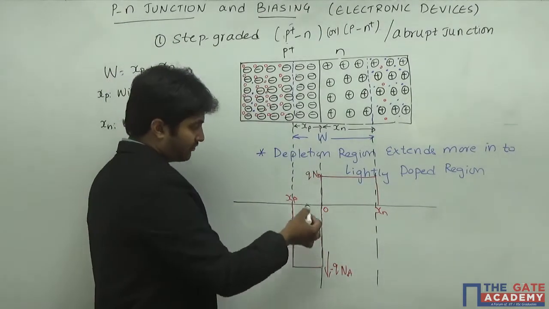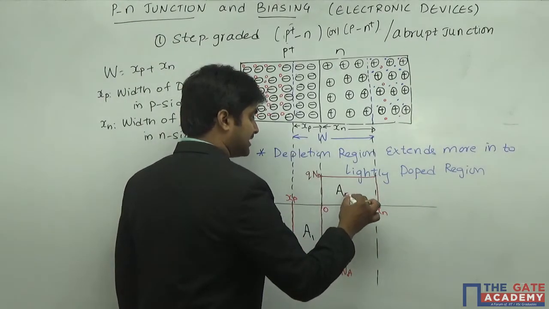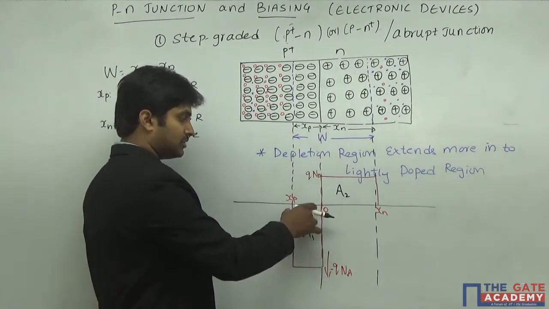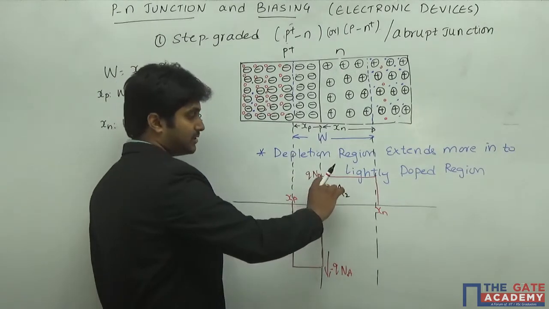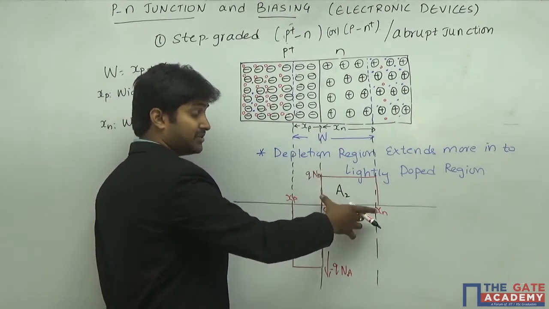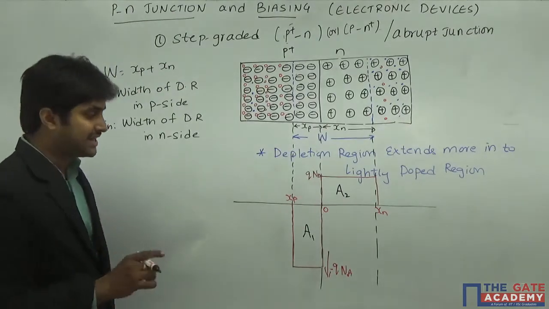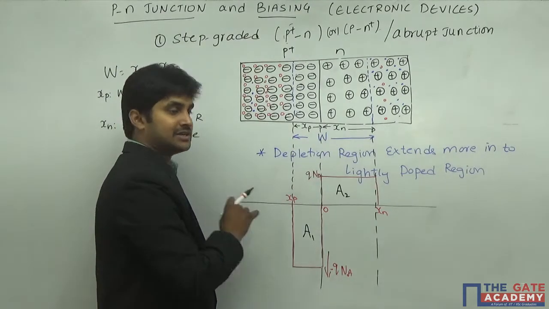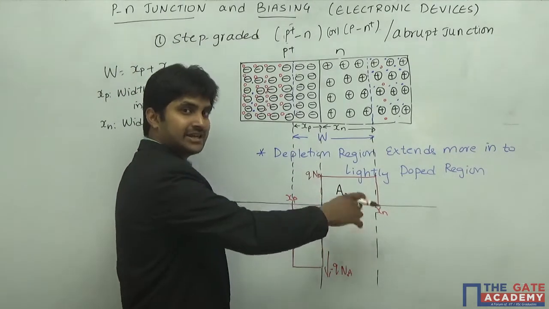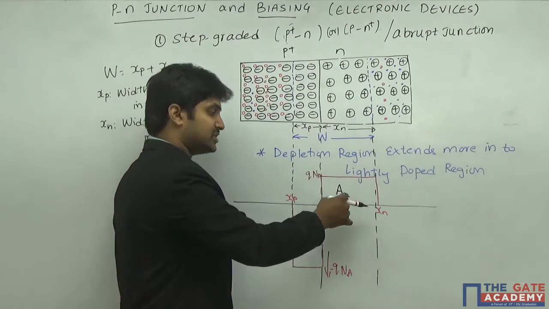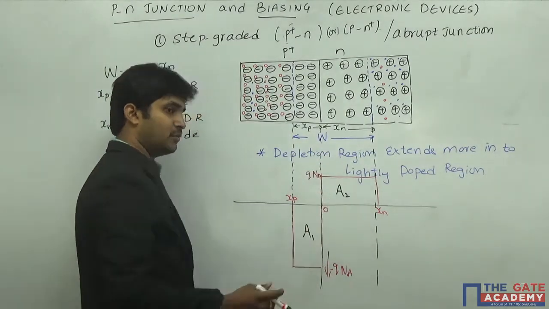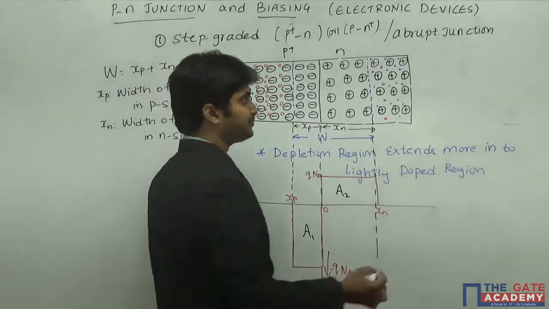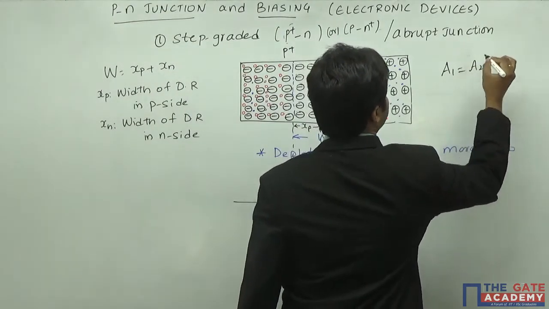So the area of this particular region will be equal to the area in this particular region. The reason is very simple, because here the depth is more, the width is less. But here the depth is less, but the width is more. So you can see that when the depth is higher, the width is lesser. Similarly, when the width increases, I mean to say when the concentration is less, the width is going to increase. So you can see that the area is nothing but the width multiplied by depth. So the area has to be equal. So A1 is equal to A2 is a very, very important formula.